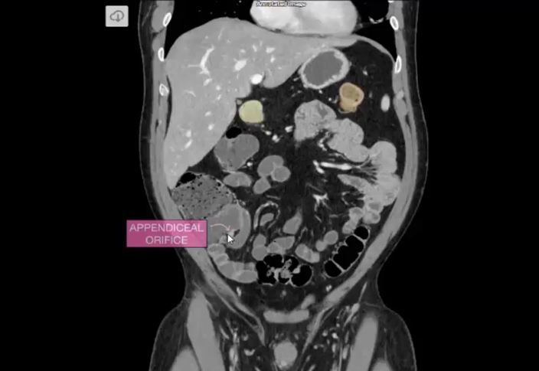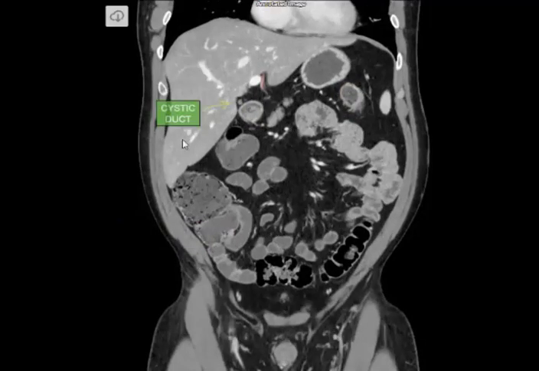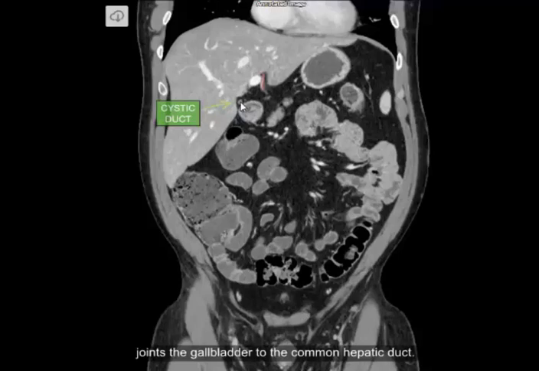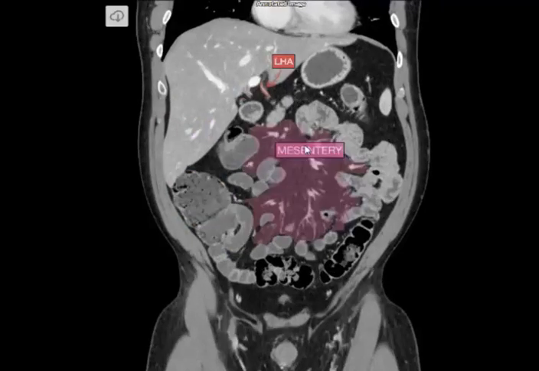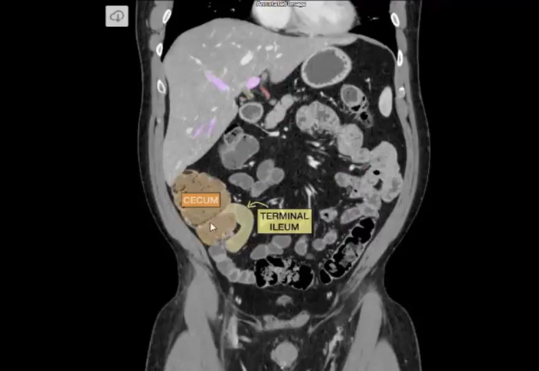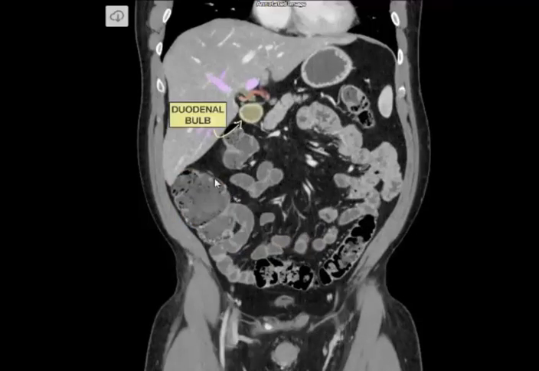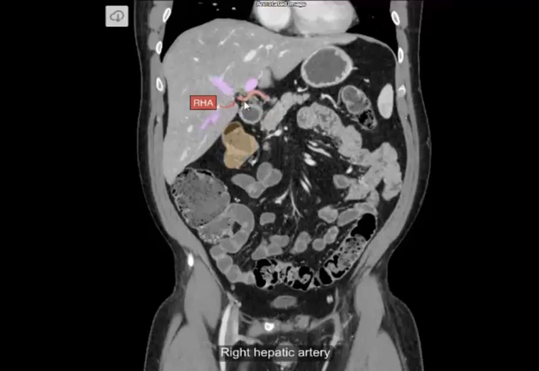Appendiceal orifice. Cystic duct. The cystic duct is the short duct that joins the gallbladder to the common hepatic duct. Right hepatic artery. Mesentery area. Cecum. This is terminal ileum. This is duodenal bulb. Right hepatic artery.